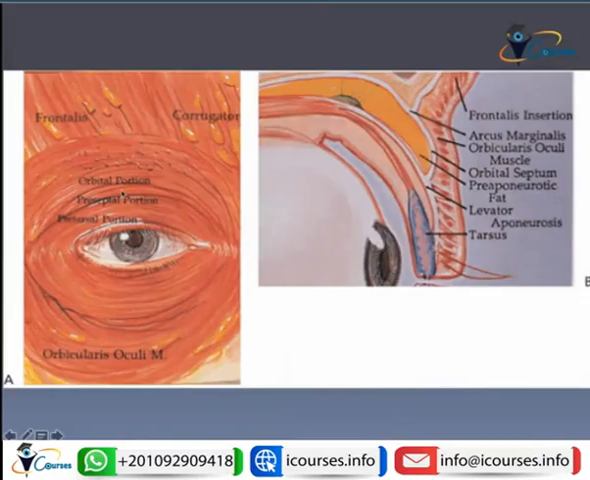Here is another section. You can see this is the orbital part, orbital orbicularis oculi, and this is the palpebral part. The palpebral part will have a preseptal portion, and preseptal means that it is in front of the orbital septum. So here is the part of the orbicularis oculi that is in front of the orbital septum. That's why it's called preseptal. And we have the pretarsal portion, which is the part of orbicularis oculi that is lying in front of the tarsus. That's why it's called the pretarsal.